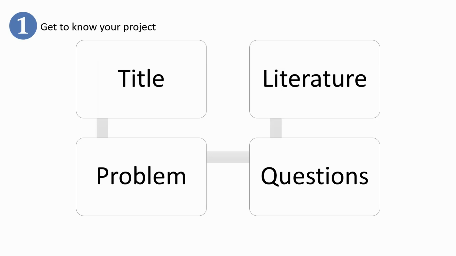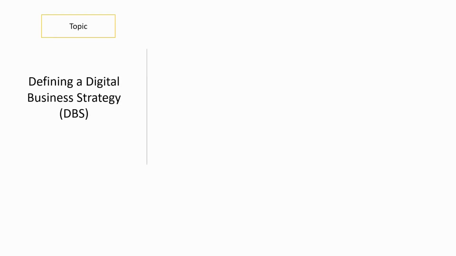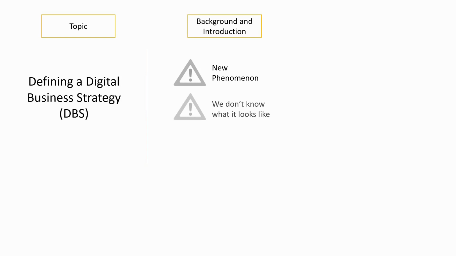Here's an example. We are aiming to define a digital business strategy. The issue is that we have spotted this new phenomenon, but we don't quite know what it is, nor do we know what it looks like, and we don't quite know just how to create and use it. We also don't know the impact of this phenomenon on the way organizations are currently operating.